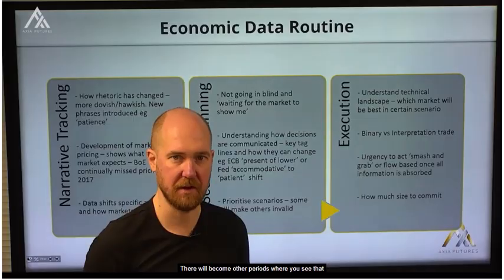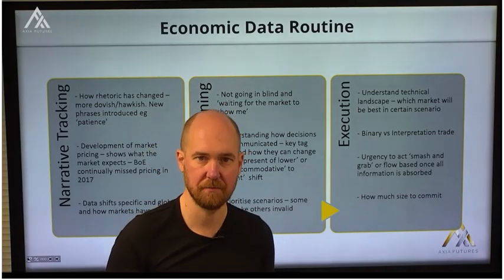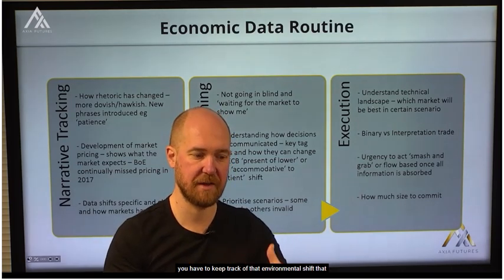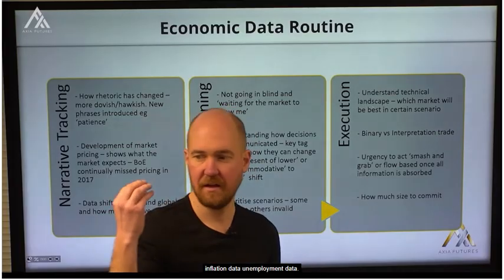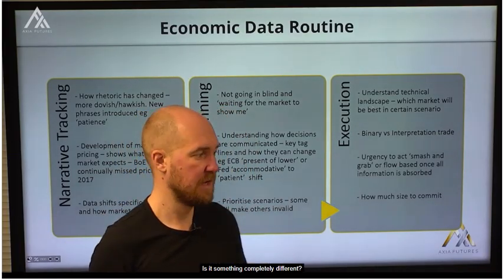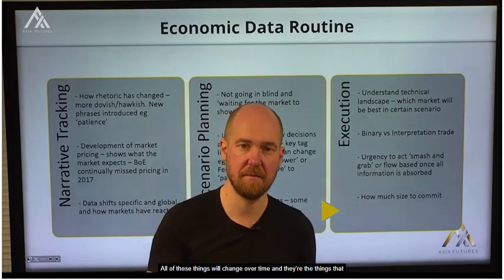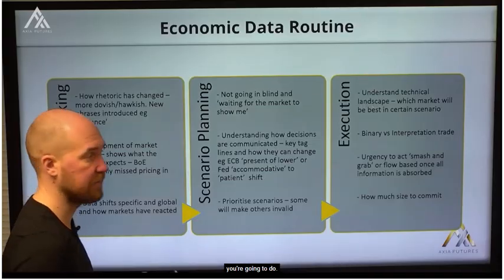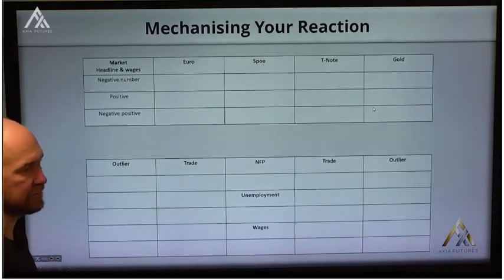There will become other periods where you see that certain economic data just becomes less important. And this will always change over time. So you have to keep track of that environmental shift, that narrative shift as to what currently is important. Is it inflation data, unemployment data? Is it earnings data? Is it something completely different? All of these things will change over time, and they're the things that you need to make sure you're tracking to be able to clearly define what you're going to do on your data and how you're going to mechanize your reaction.